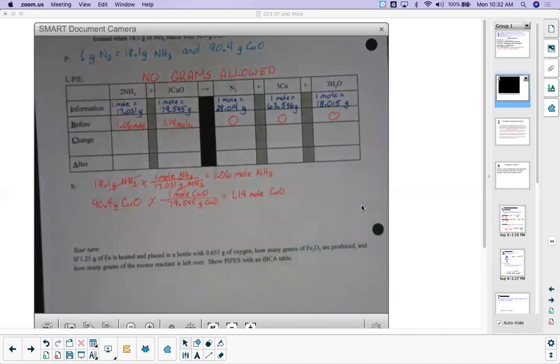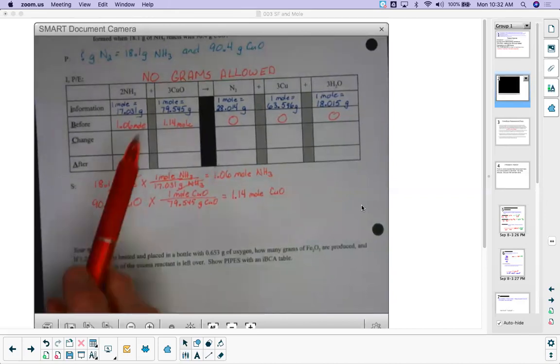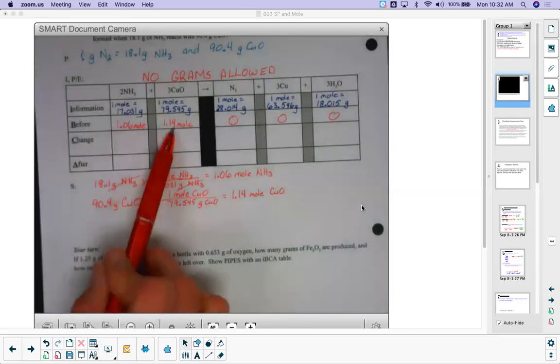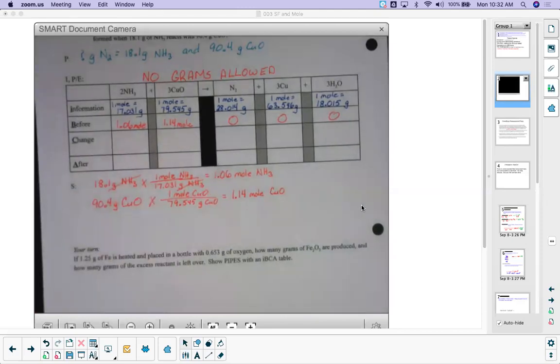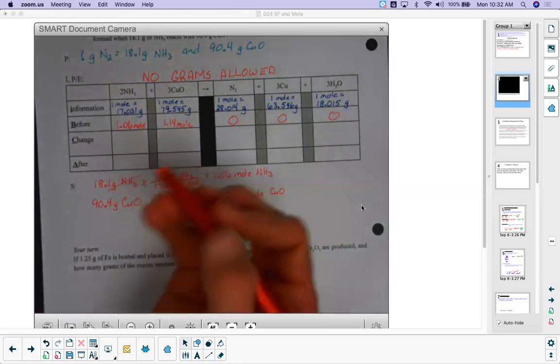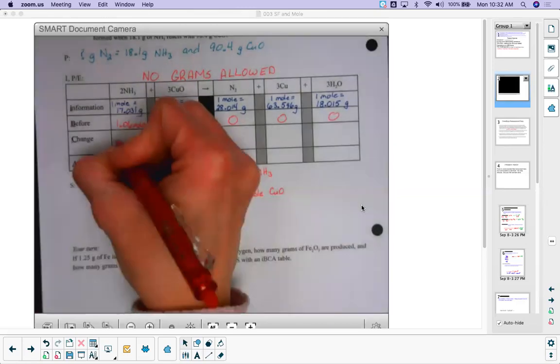And now we're back on familiar territory. You know what to do now. We've got 1.06, we've got 1.14, we've got a BCA table. We're into moles, which is a way to count particles. We're out of grams. So we just do it. We manage our BCA table. So I'm going to try to use up all this one.